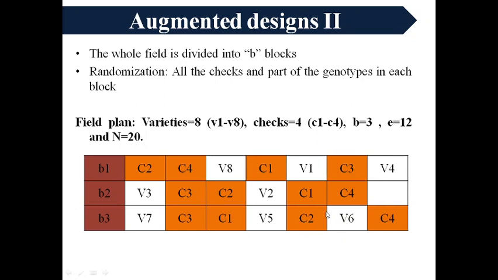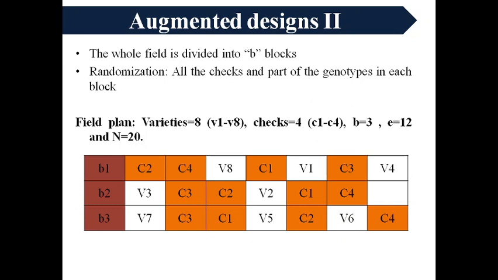This is how you do randomization, and this is how you conduct the experiment in augmented design. Generally there are online tools available, where you can go and make the randomization. Or what people generally do is show the test genotypes, and at the end they place all the checks in all the blocks. That way is also generally followed, or you can do randomization and follow that.